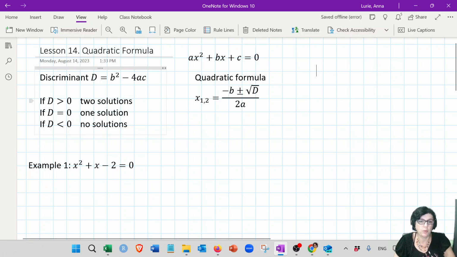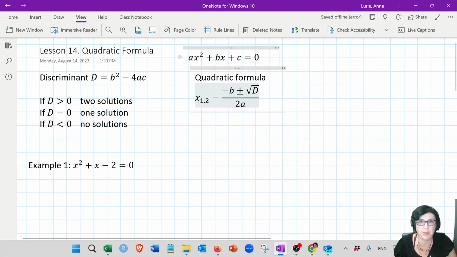Once you decide, let's say that you do have some solutions, whether two or only one, you can use the quadratic formula, which is given right here. So this would be minus b. b is the coefficient of x. Be careful here that the coefficient of x also includes the sign. So if it's negative, then b itself would be negative, and the negative in front of b will just switch the sign of b. And then plus or minus the square root of the discriminant, divided by 2a.